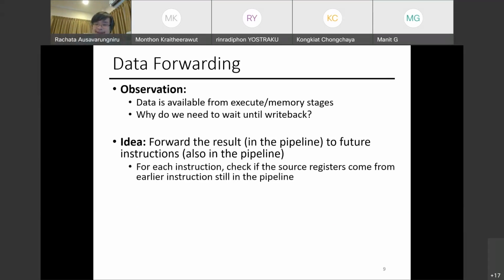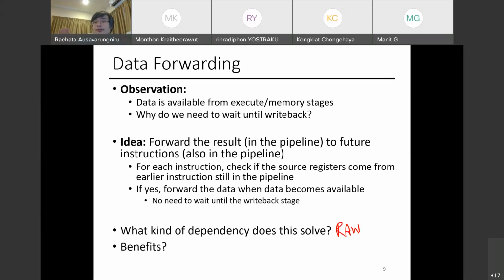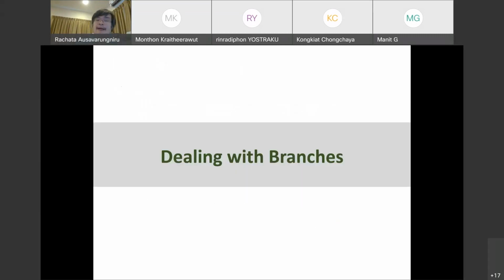So for each instruction, you will check the source. You check who generated that value. Is there a data hazard? If there's a data hazard, do I have the data? If I have the data from the ALU already, hey, let me steal that data for myself so I can process the instruction right away. So this will solve the RAW dependency, read after write. And the benefit is your program would actually get a lot faster. So that's a quick recap of the lecture on Thursday.